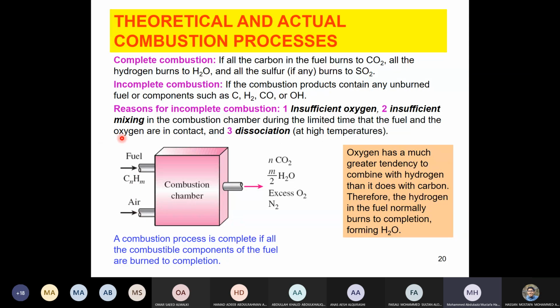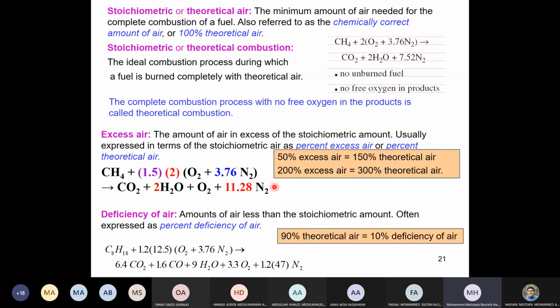So if you have not good mixing, if you have insufficient oxygen, it's likely to have incomplete combustion. So what I want to say here, what's the difference between complete combustion and incomplete combustion? Complete combustion means you have no fuel here. Incomplete combustion, you have some unburned hydrocarbons in the products. Okay. Now we call it with theoretical air.